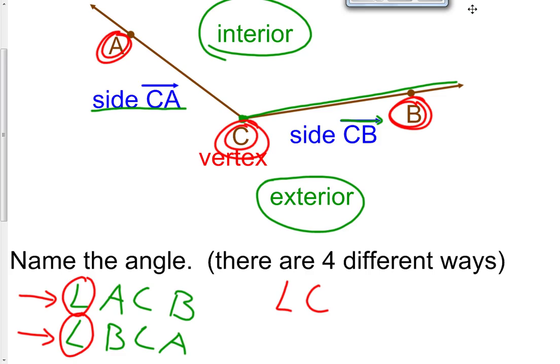And it says here that there's 4 different ways. Sometimes what some books or worksheets will do is they'll put a number at the vertex. Like if they put angle 3, that's another way of labeling this angle. ACB is the same way of saying angle 3. So you kind of need to know all 4 of those ways because they're used synonymously at times.